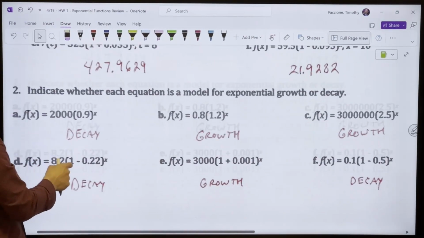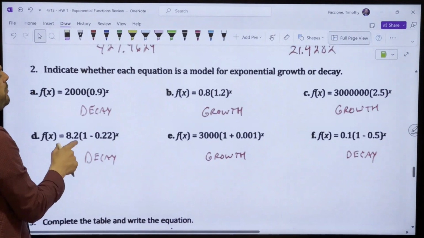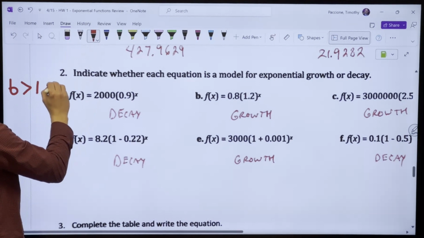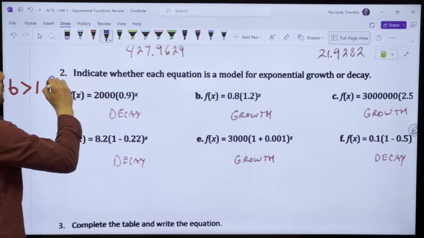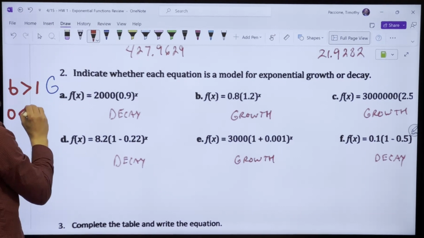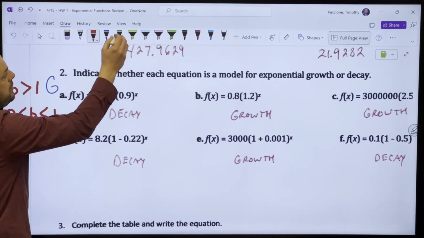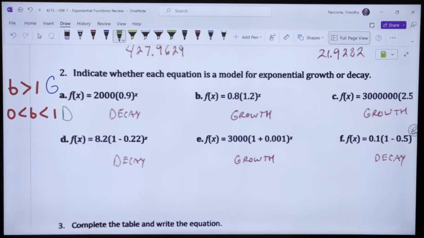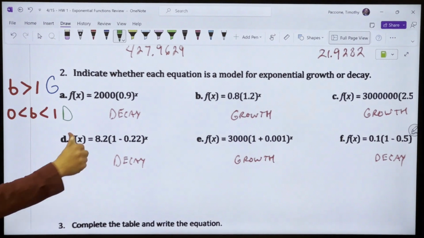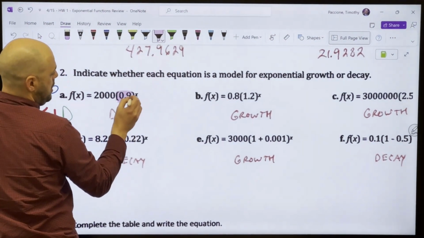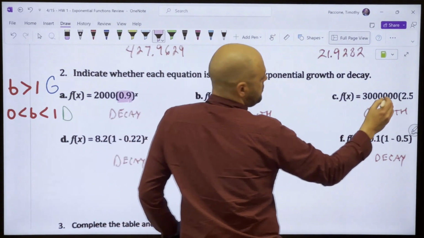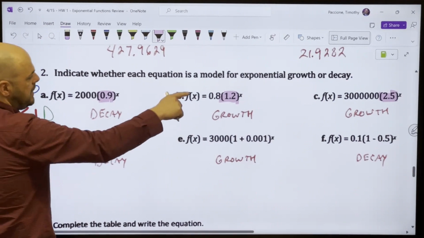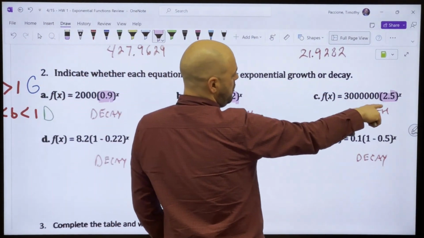Okay. Next section, we were talking about growth or decay. Now remember, we talked about the rules here. If your b is greater than 1, you have growth. If your b is between 0 and 1, so a decimal fraction that's less than 1, you have decay. So for the first three, it's like, oh, I can see the B spot. It's this right here, this right here, this right here. It's the thing being raised to the x, right? So less than 1, decay. Greater than 1, growth. Greater than 1, growth.